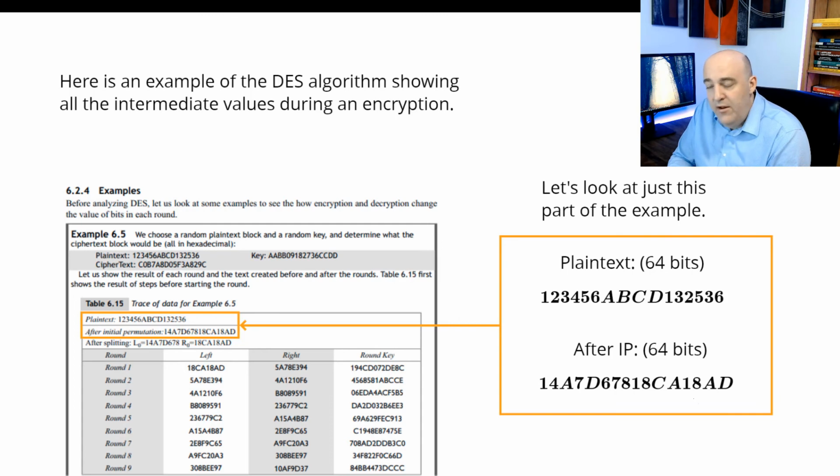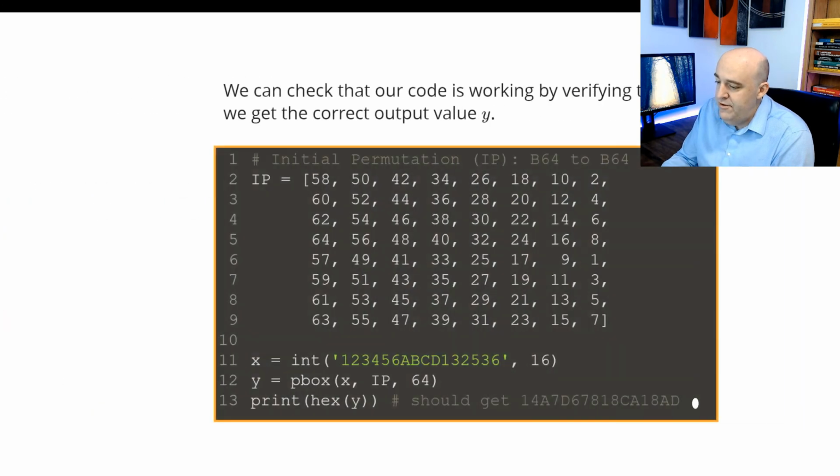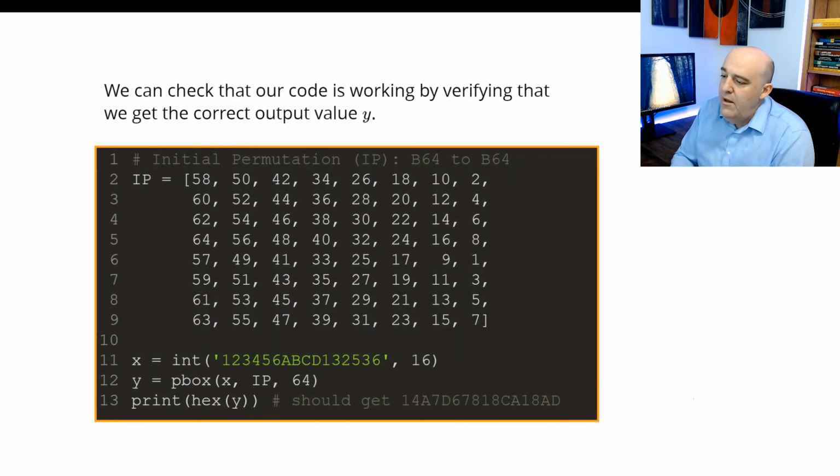And it looks like they're telling us here that after the initial permutation, that plaintext should be sent to this number 14A7D6, etc. Let's verify that in code just to make sure everything's working properly. So here's the code we can use for that. We have our P box code from before, and then we define our IP list, which defines that P box.